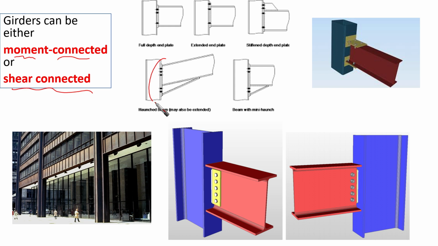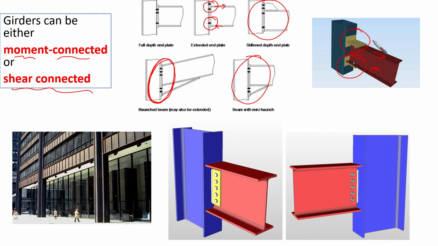For example, something like this seems to be a moment connection, where we are expecting moment to be resisted here. Okay, similar here as well. We are going to find that there are compression and tension developed if we are having flexural straining actions on the beam, and these fasteners are going to work to resist the end moment of the beam or the girder.